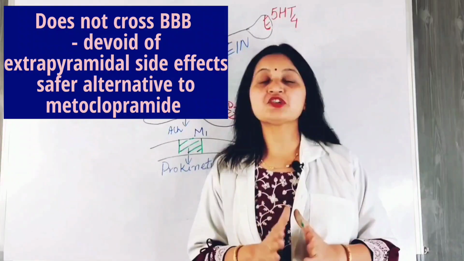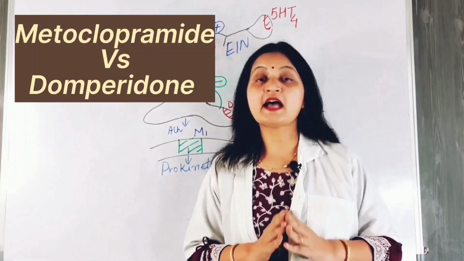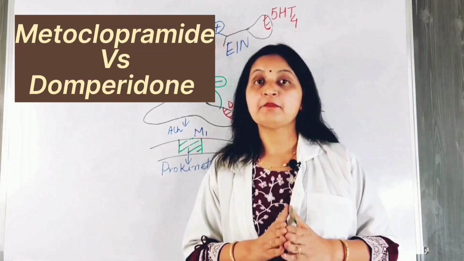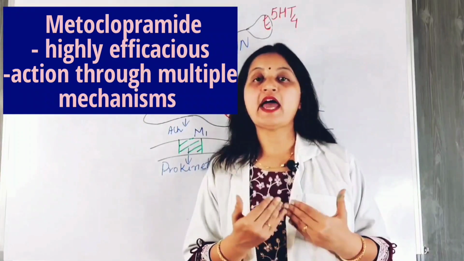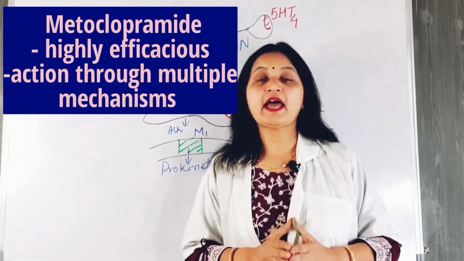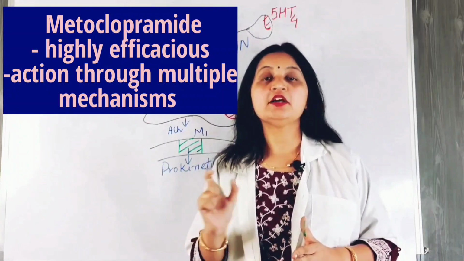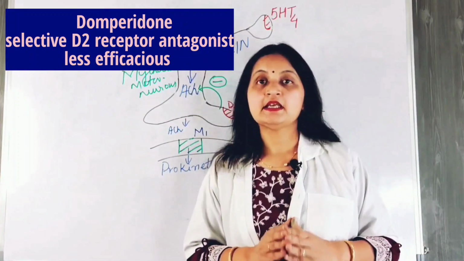So, if we compare the actions of metoclopramide and domperidone, metoclopramide is a highly efficacious antiemetic compared to domperidone because it acts through multiple mechanisms, that is the action on the serotonin receptors and dopamine receptors, whereas domperidone is a selective D2 receptor blocker, so it is less efficacious compared to metoclopramide.